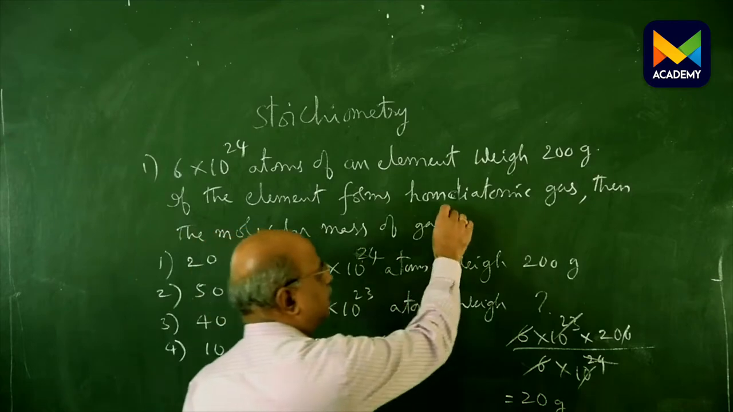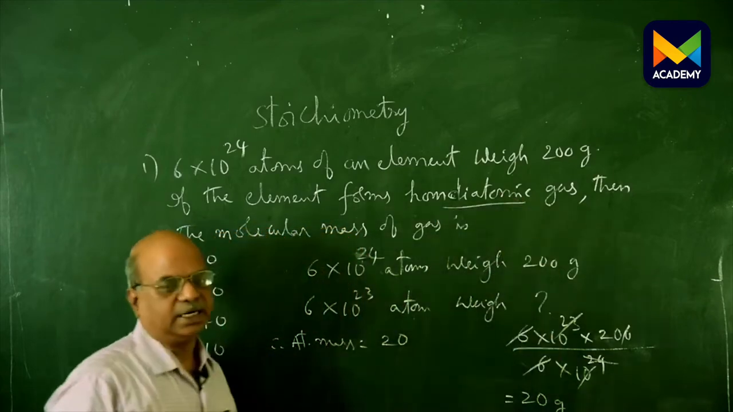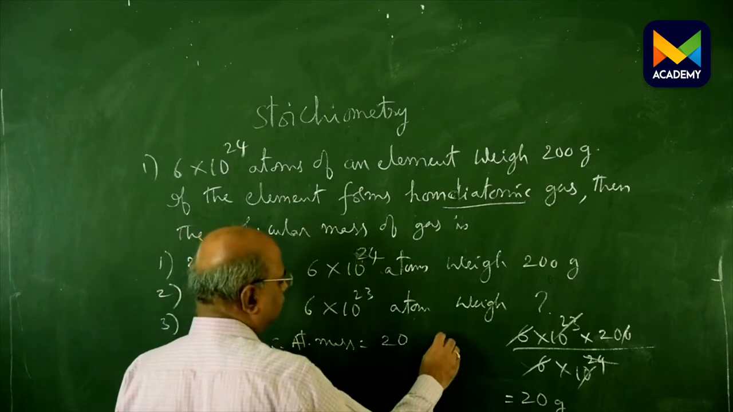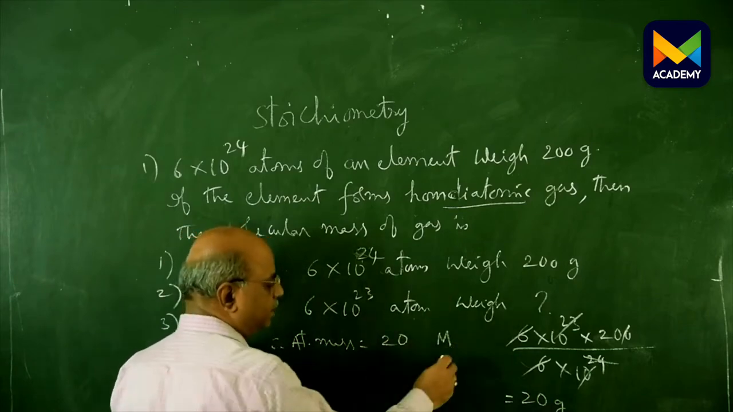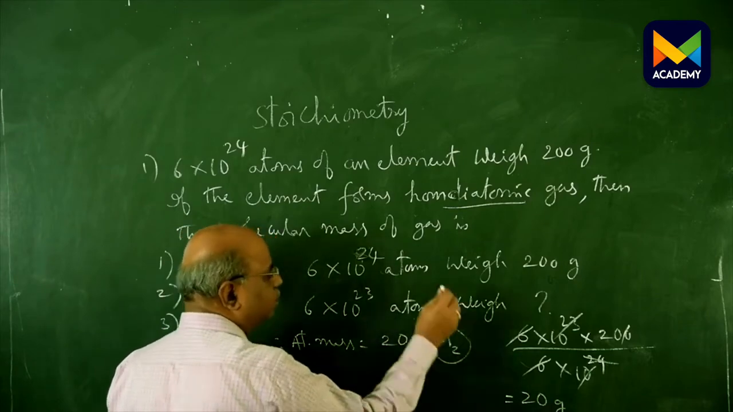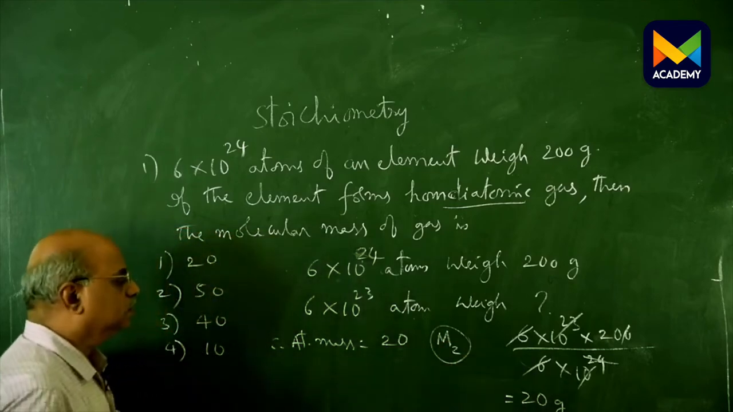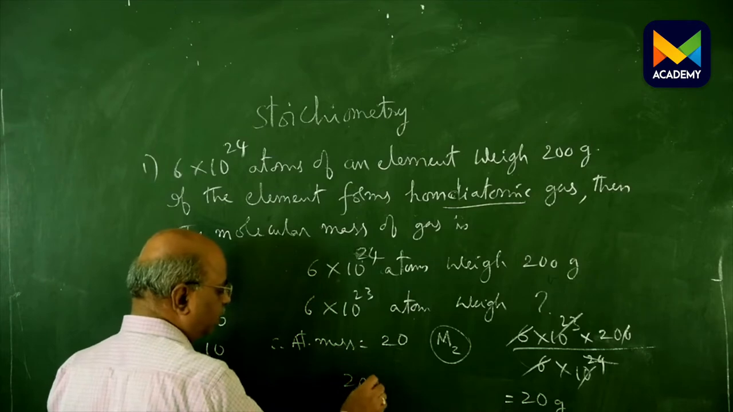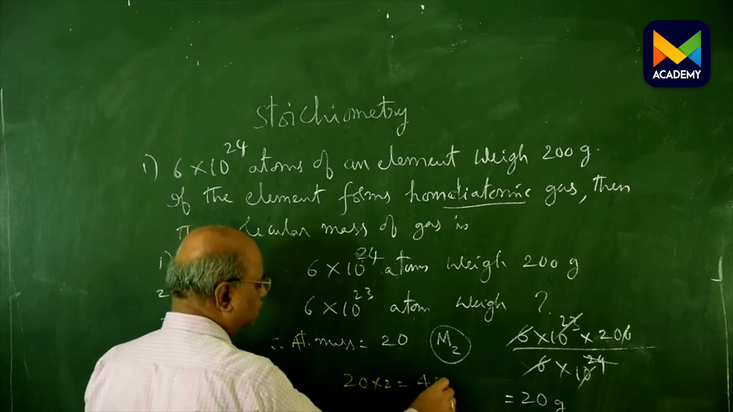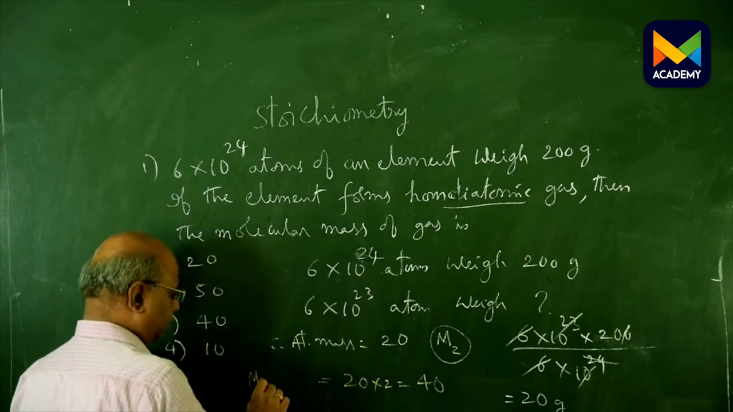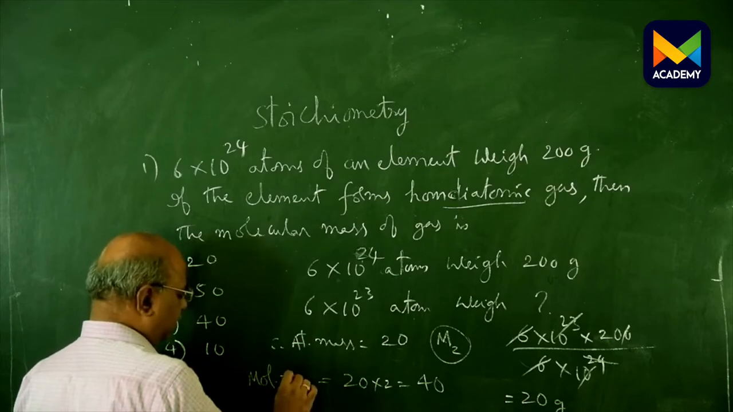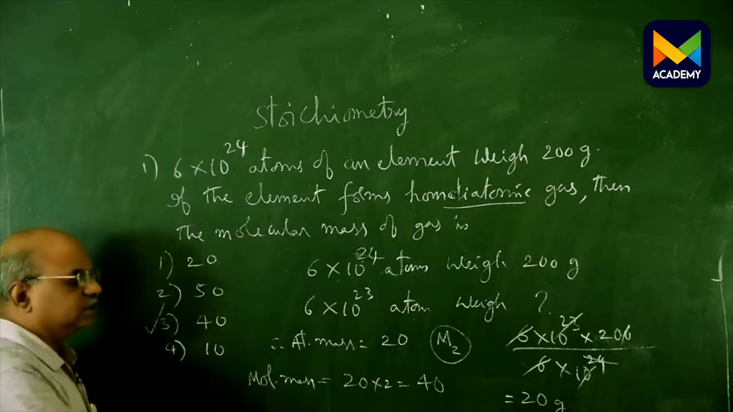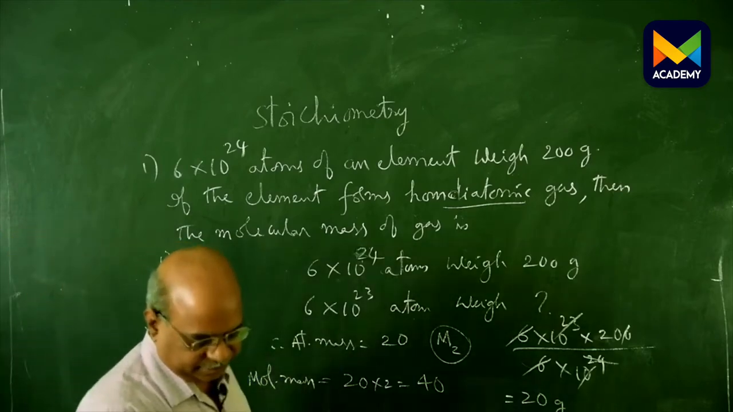Since it is a diatomic gas, it should have two atoms in the molecule. Suppose M is the symbol of the element, it should be represented as M2 as a molecule. Since atomic mass is 20, two atoms mass becomes 20 into 2, 40. So this becomes the molecular mass. So the molecular mass of that substance is 40. 3 is the right answer there.